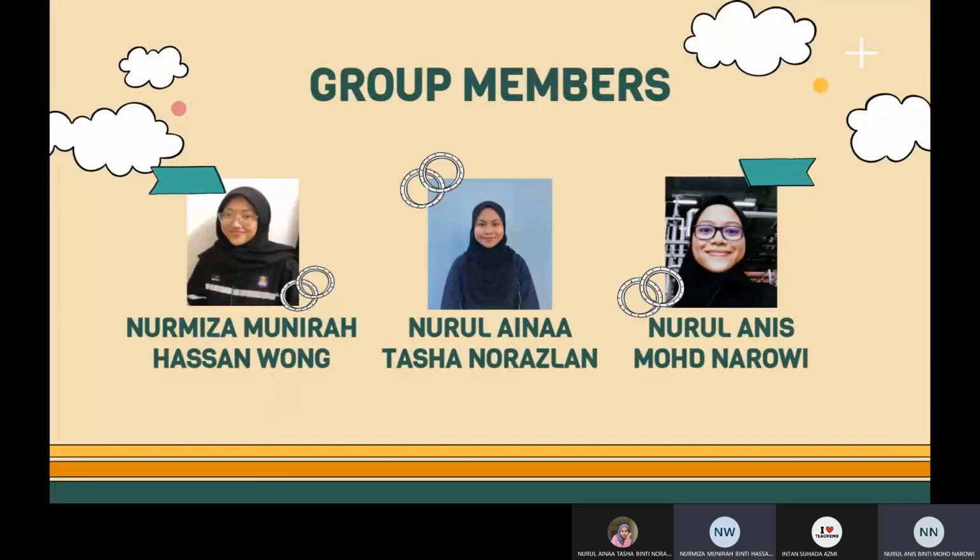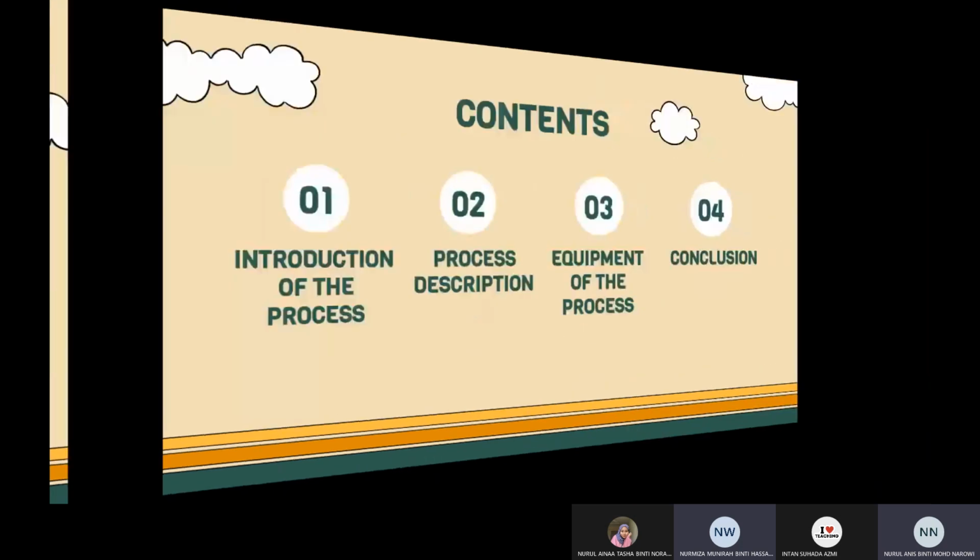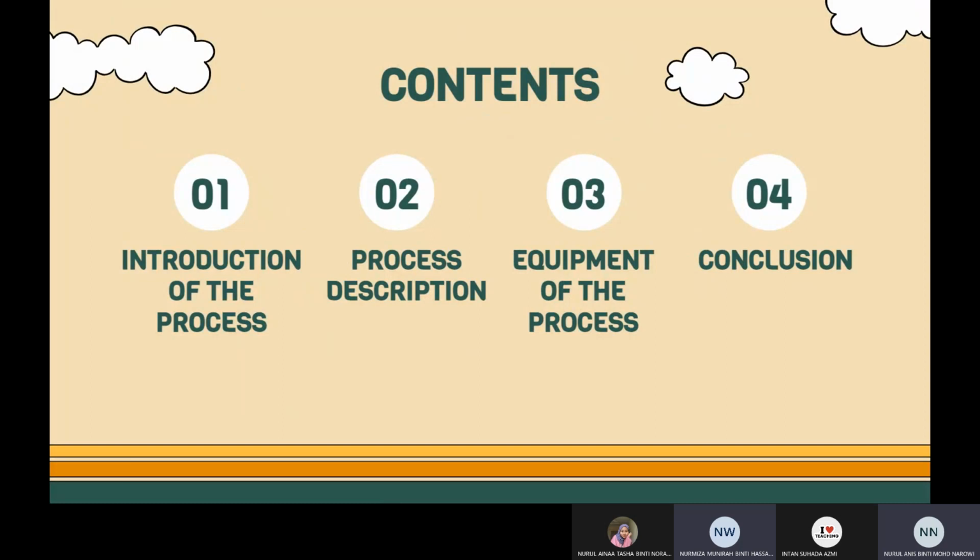Next slide. Firstly, I'm going to introduce our group members: me, Nurmiza Munira, secondly Nurul Aina Tasha, and thirdly Nurul Anis. Three of us will explain the introduction of the centrifugation process, the process description, and thirdly the equipment of the process, and lastly Anis will conclude our presentation.